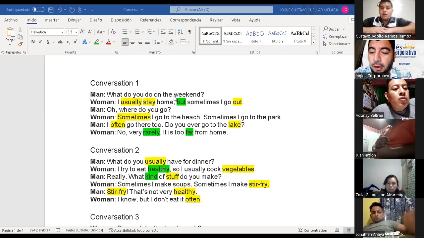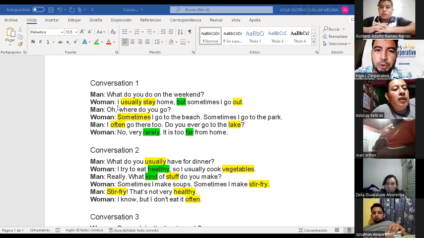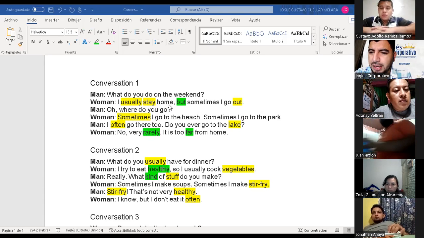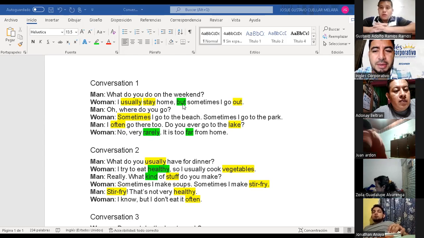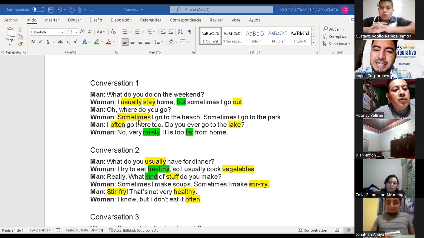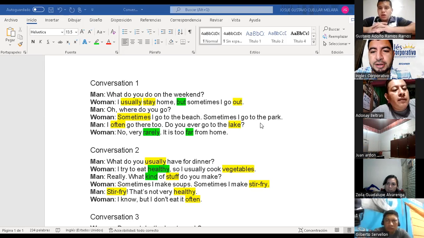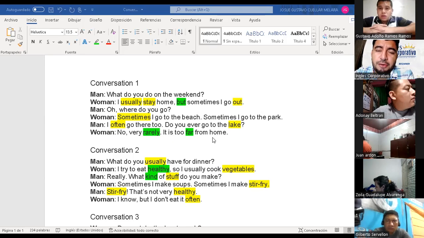What do you do on the weekend? I usually stay home. Stay es quedarse. Usualmente me quedo en casa. I usually stay home, but sometimes I go out. Oh, where do you go? Sometimes I go to the beach. Sometimes I go to the park. I often go there too. Do you ever go to the lake? Lake es lago. Not very rarely. It is too far from home.